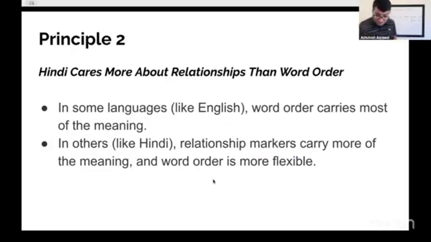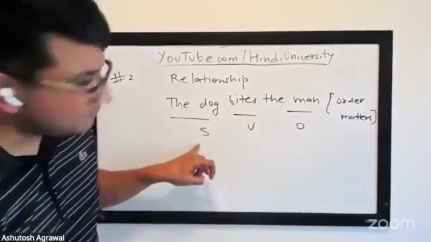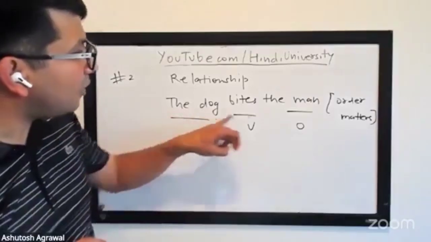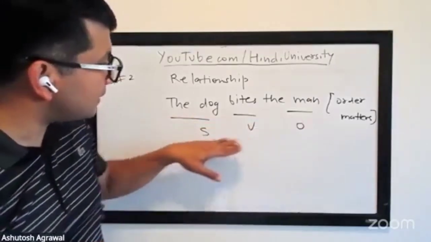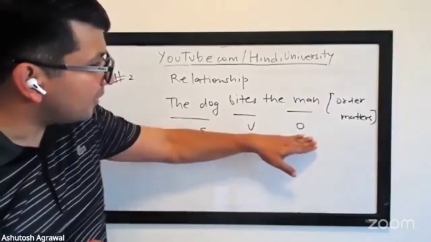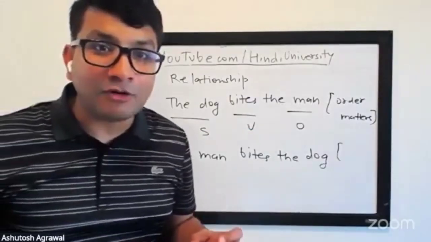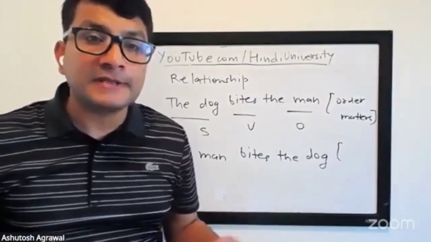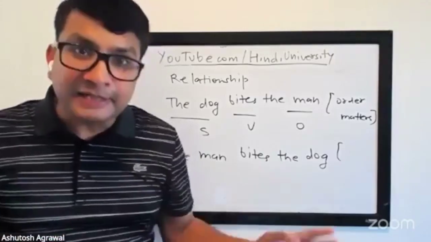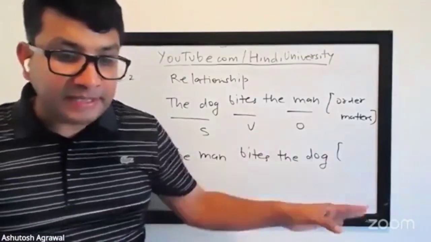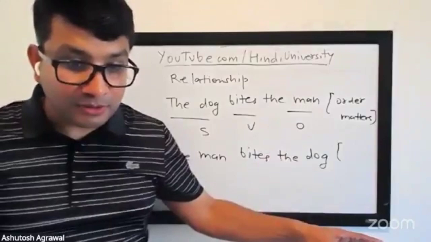But the second one is relationship, the relationship between the different nouns being used in the sentence. So when you say the dog bites the man, you have a subject, verb, and object. In English, you have to have the right order for a sentence, otherwise the meaning is completely different. Instead of the dog biting the man, the man is biting the dog, right?